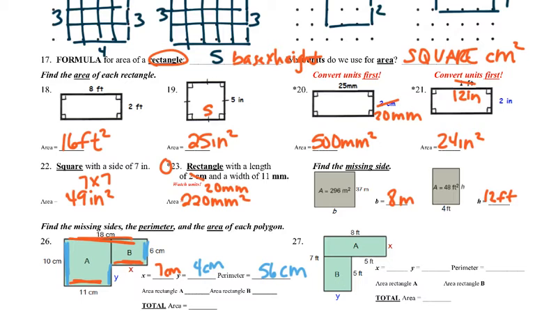Then when I do the area, so here 10 times 11 is how I'm getting 110 centimeters squared. And then here that x was 7, so 6 times 7 is 42 centimeters squared. To find the total area, I'm going to add the 110 plus the 42, 152 centimeters squared.